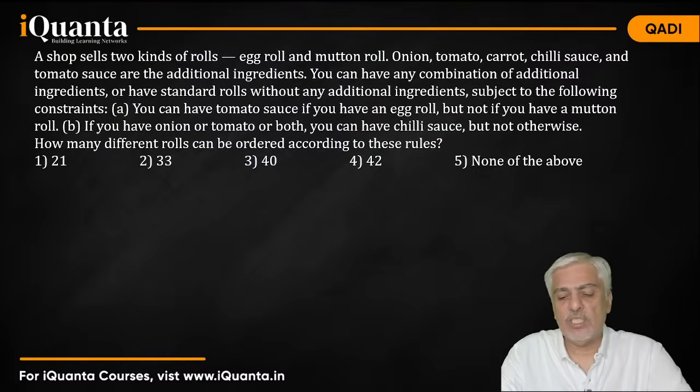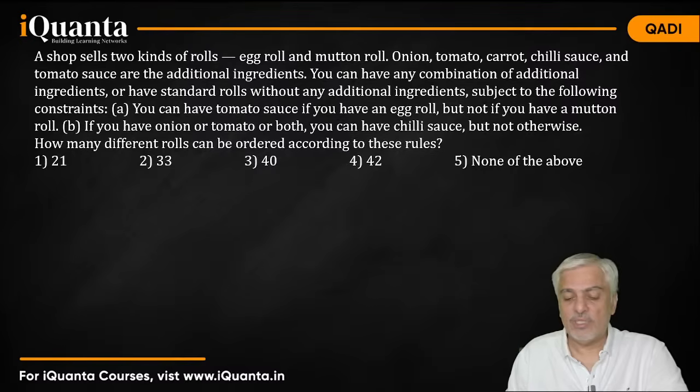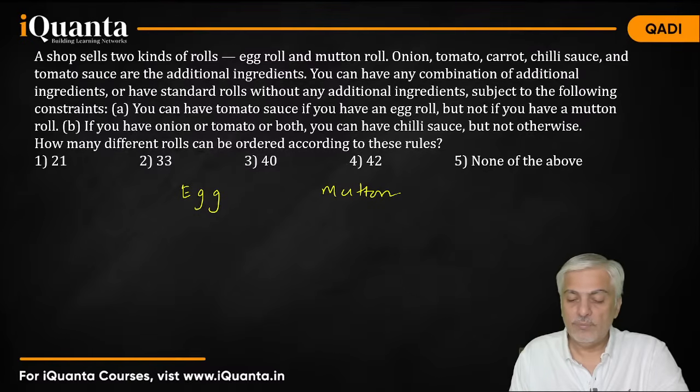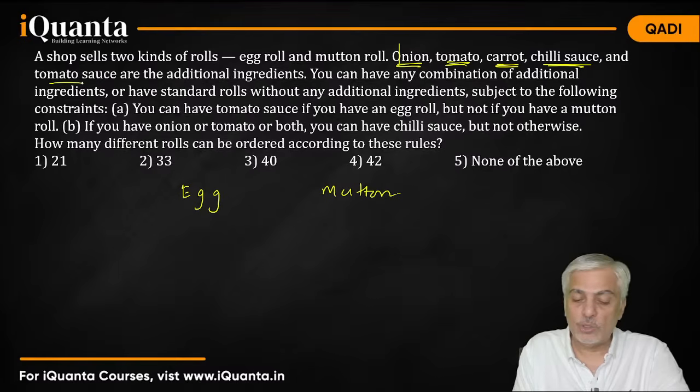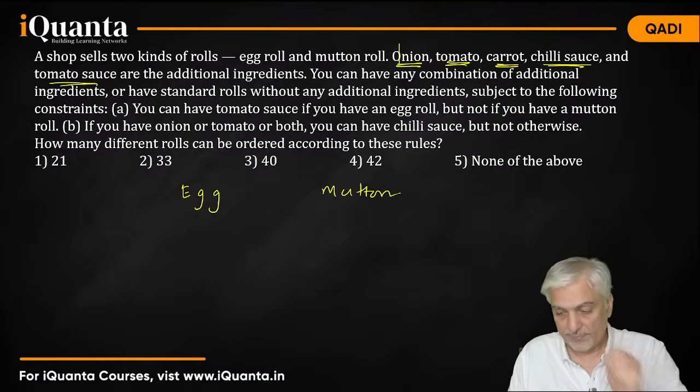The sandwich question in CAT was asked something similar to this. This is slightly more difficult than that. So you can order two types of roll: an egg roll or a mutton roll. And onion 1, tomato 2, carrot 3, chili sauce 4 and tomato sauce 5 are the ingredients which you can add. You can have any combination of additional ingredients, or have standard rolls without any additional ingredients.